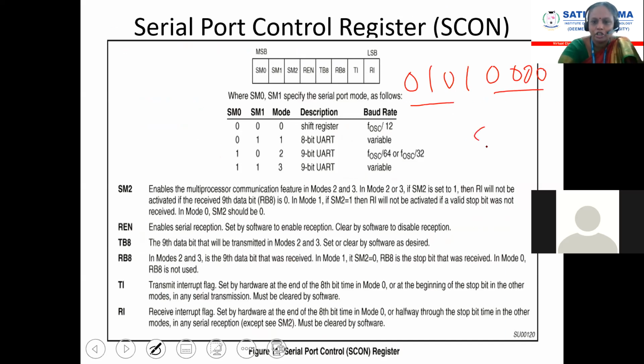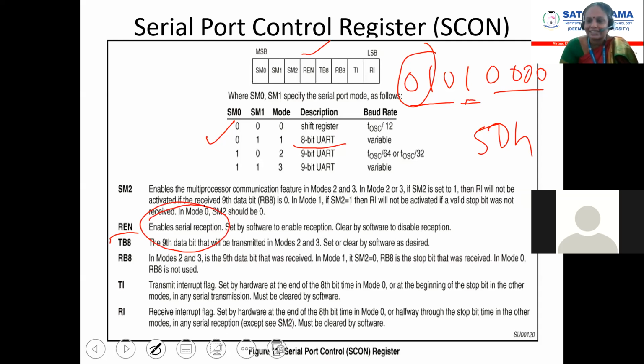So 50 means here 0, 1. 0, 1 means which mode am I going to use? I'm going to use mode 1. Are you clear? Mode 1 means 8-bit UART. Why did I put 1 here? 1 refers to which bit? REN. REN means I have to enable my serial operation.